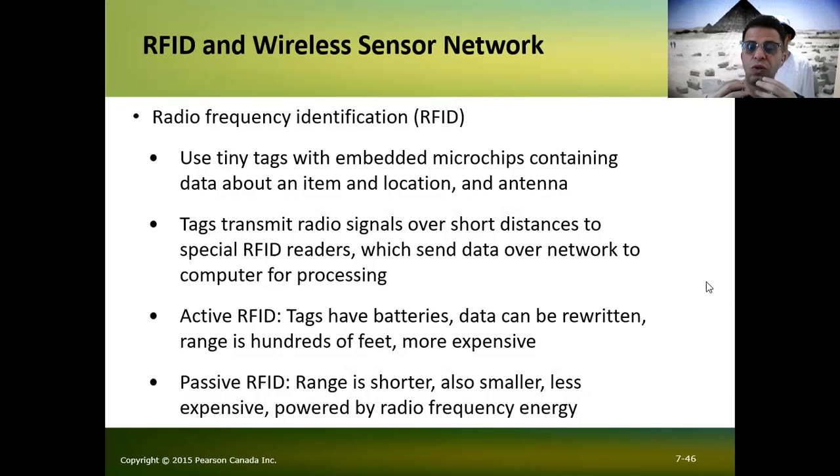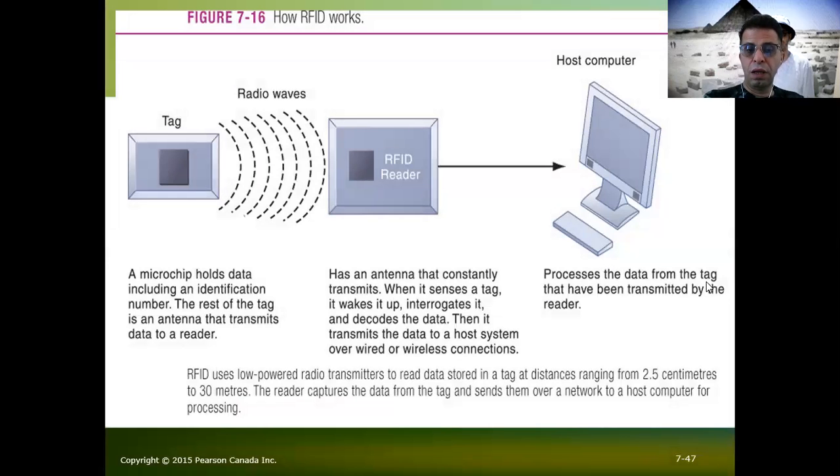In the passive, you do it once with the machine or on your own PC, and that's it. You cannot rewrite again. It has a very short range, I think a maximum of 3 meters or something like that. Also, it's smaller, lighter, less expensive, and powered by radio frequency energy. So, as we said, you have the RFID tag, which is a microchip holding data, including an identification number. The rest of the tag is an antenna that transmits the data.